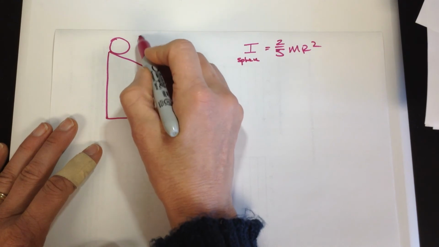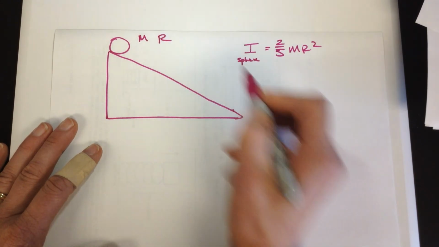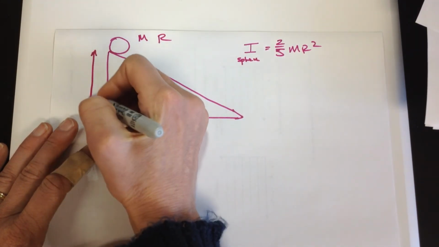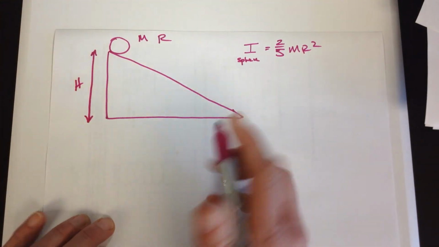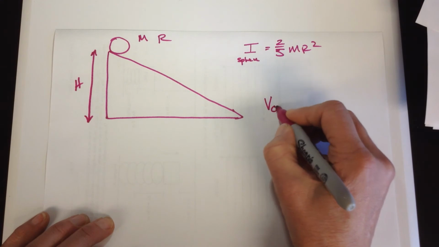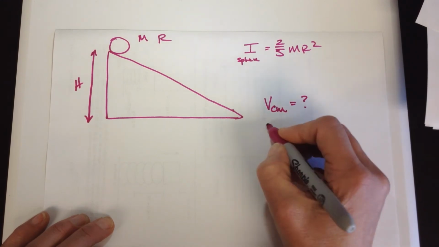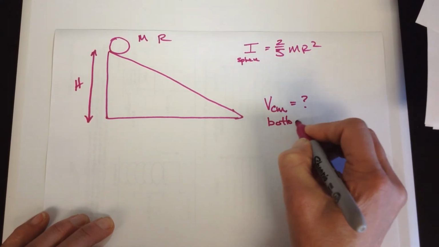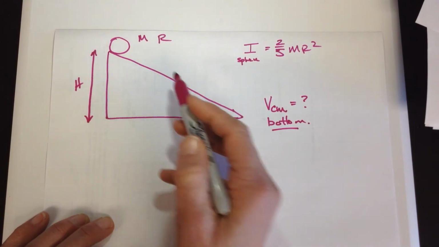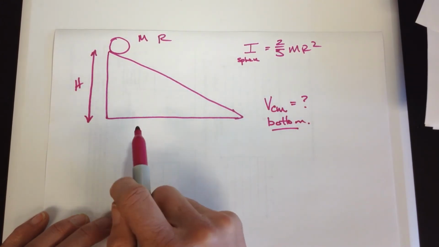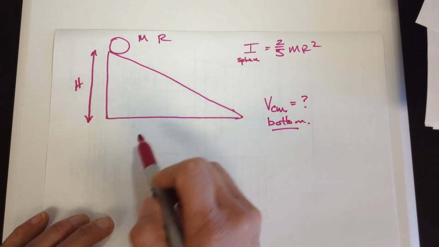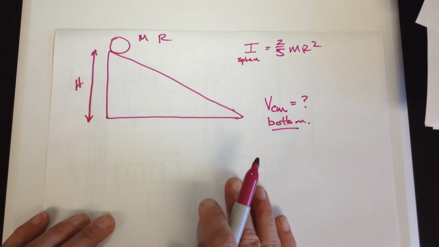So let's say this has mass m and it has a radius r, and we are going to put it at a height equal to big H. So let's say I want to find what is the velocity of the center of mass at the bottom. Well, we can do kinematics with this, but that actually is a bit of a nightmare, and a little bit more than what we need to do in this class. Or we can use energy, and it's a little bit more simple.